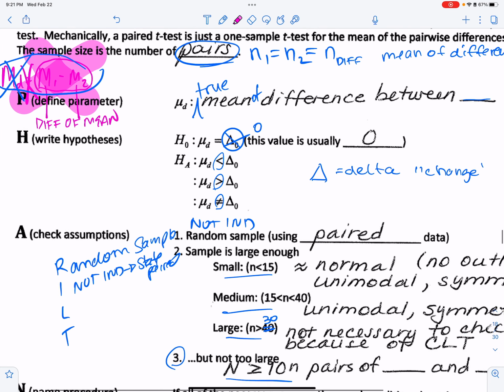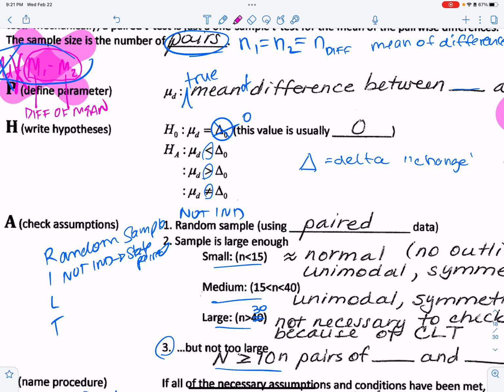All right, so with your hypotheses, H0 is mu d, usually equal to 0, unless otherwise noted. Every single one that you're going to have in my class, and most of the AP stats, will be mu d equals 0. That means no difference. There's no difference between before or after, there's no effect. And then Ha, of course, is going to be less than, greater than, or not equal to. And delta just means change.